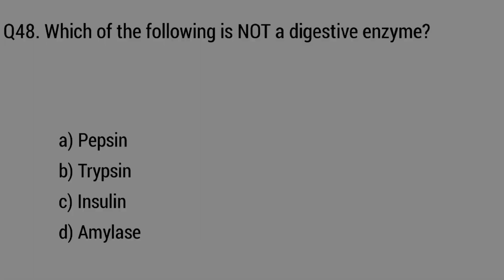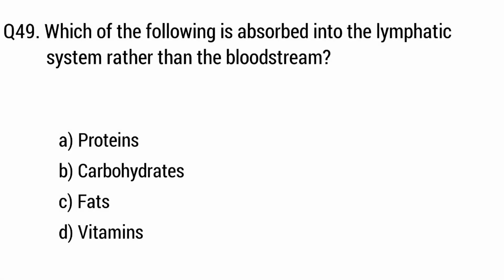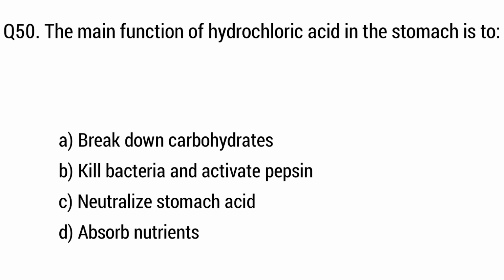Question 49. Which of the following is absorbed into the lymphatic system rather than the bloodstream? Option A protein, B carbohydrates, C fats, D vitamin. But the right answer is option C fats. Question 50, the last one. The main function of hydrochloric acid in the stomach is to? The right answer is option B kill bacteria and activate pepsin.